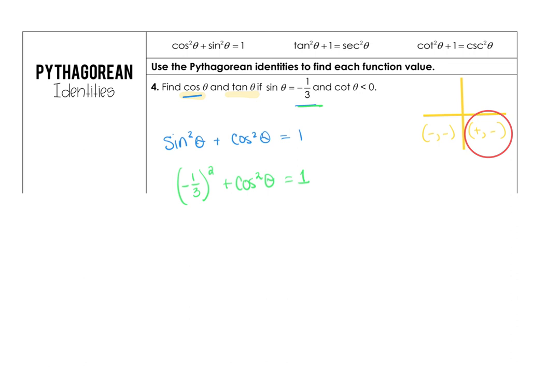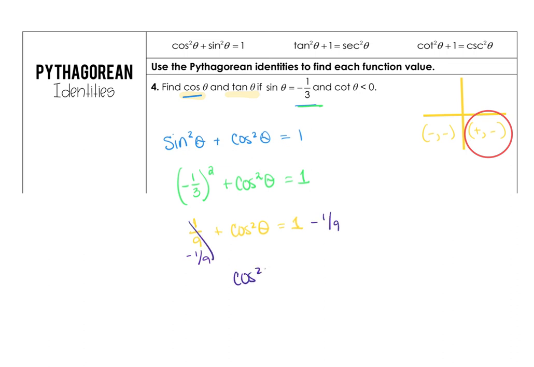When I square a fraction, I just square the top and bottom. And it's going to be positive because a negative times a negative is a positive. So this becomes 1/9 plus cosine squared equals 1. Subtract 1/9 from both sides.